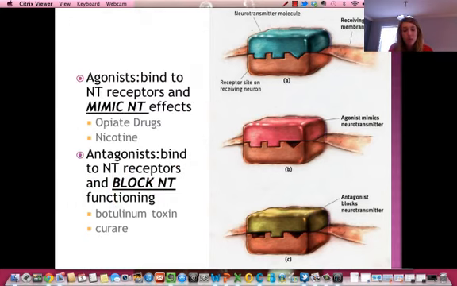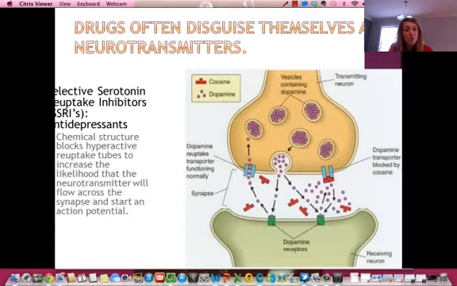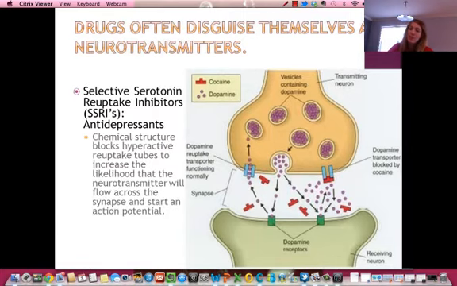Okay. So we'll talk more about neurotransmitters in class, but that's just a brief overview. And that's all for now, AP Psychos. Oh, one last thing. Sorry, that's not all.